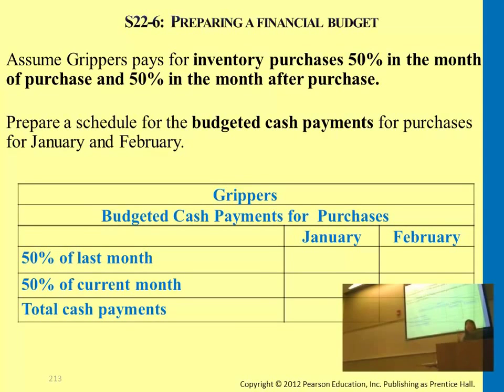So basically, all the purchases you made in this month break down into two parts. The portion defers to next month. Okay, so just fill this in and figure out the total cash payments for inventory.